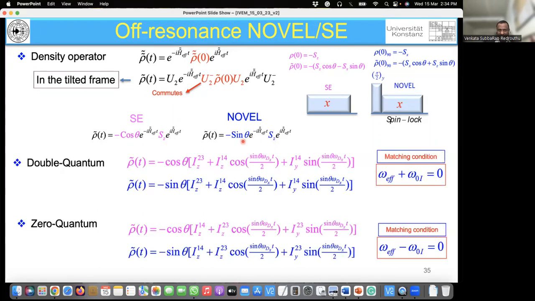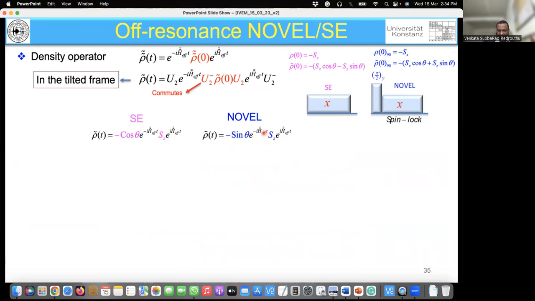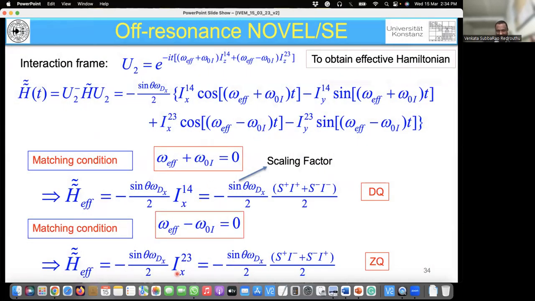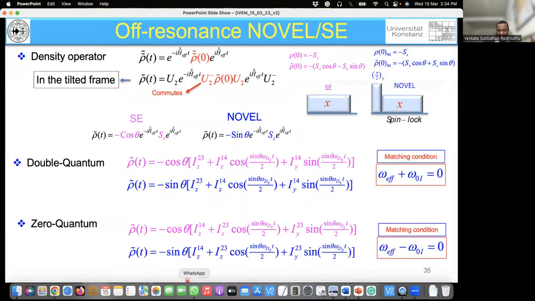Once we have the density operator here, we can simply substitute the time independent effective Hamiltonian, which we got here, this one, and then finally we can calculate the density operator at time t. As I showed earlier, it commutes when it concerns the double quantum, so the zero quantum operator remains the same, and only the double quantum oscillates as cos and sine. And the same with the zero quantum subspace: double quantum remains the same, and only the zero quantum oscillates with cos and sine.